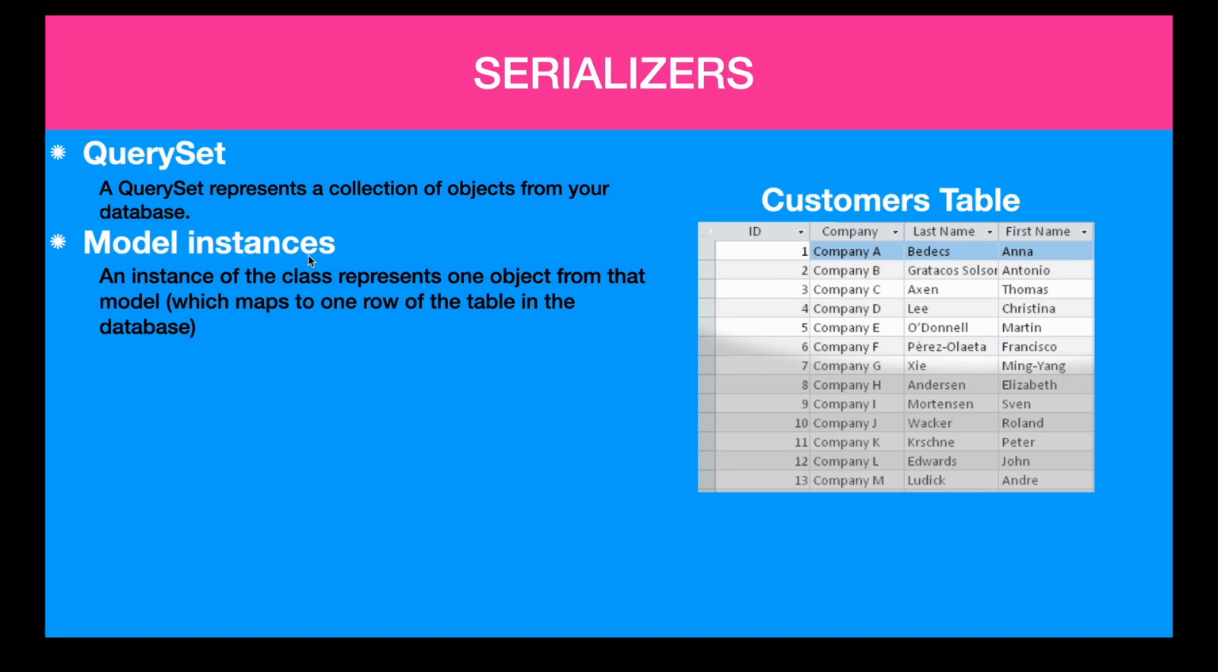It's a model instance. So now as we understand what querysets and model instances are, let's go ahead and try to understand what serializers are. So serializing is a process in which we convert complex data types like querysets and model instances.